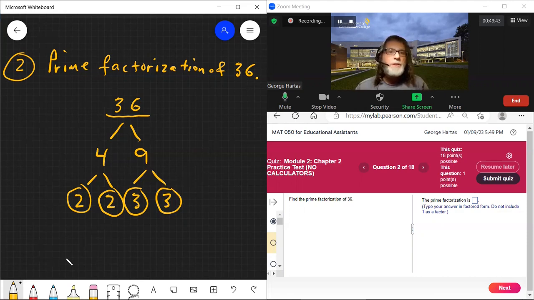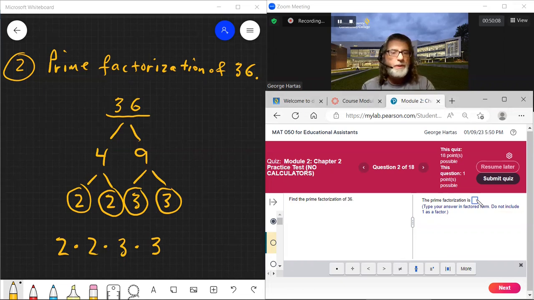So the way we're going to write this down is start with the smallest prime number and put a multiplication dot in between. So 2·2·3·3. So if you were to multiply all this out, you'll get 36 back. Now, in MyLab Math, make sure you use the appropriate dot. So 2, and then you're going to use this dot right here, dot 2, dot 3, dot 3.